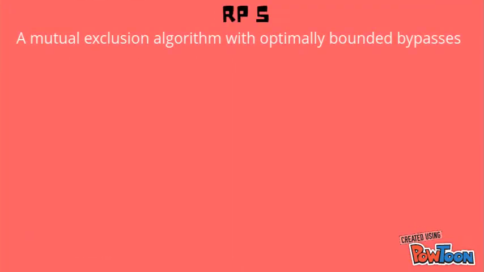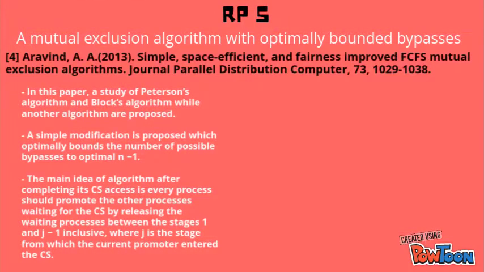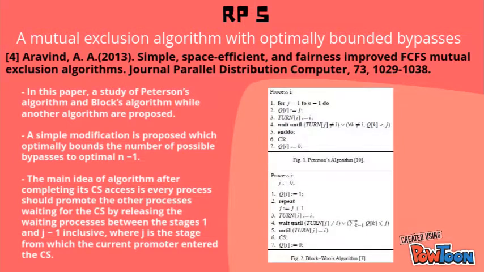In this paper, a study of Peterson's algorithm and Block's algorithm is presented, while another algorithm is proposed. The main idea of the algorithm is that every process should promote the other processes waiting for the CS by releasing the waiting processes between stages 1 and J-1 inclusive.